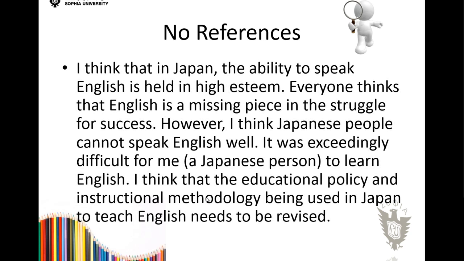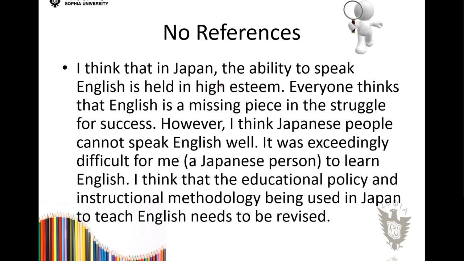So here's an example with no references. I think that in Japan the ability to speak English is held in high esteem. Everyone thinks that English is a missing piece in the struggle for success. However, I think Japanese people cannot speak English well. It was exceedingly difficult for me, a Japanese person, to learn English. I think that the educational policy and instructional methodology being used in Japan to teach English needs to be revised.